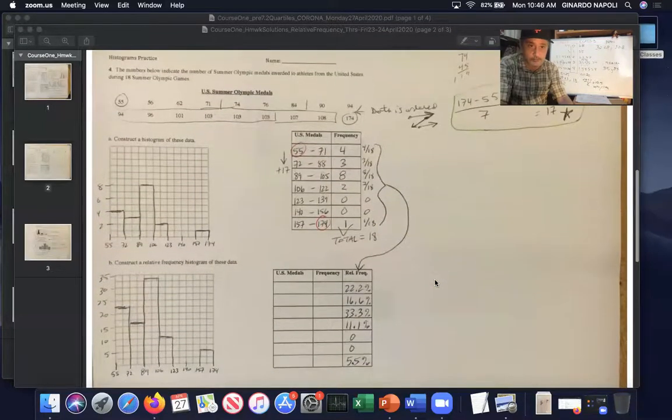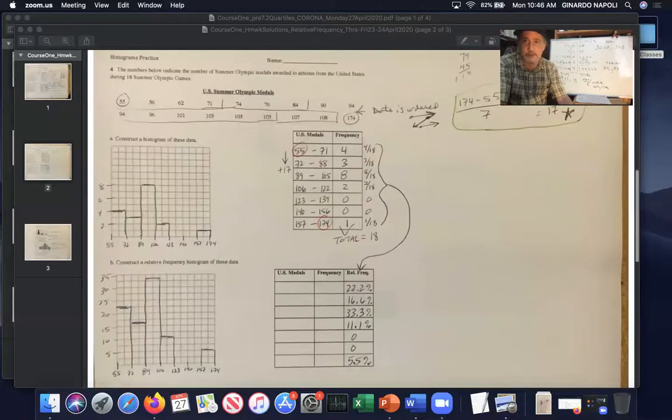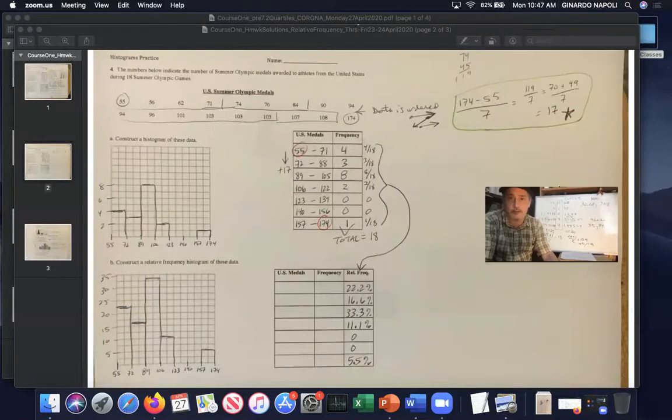All right, and then here, this second page, you can see that the numbers are ranked, so that's cool. And I did the same thing, highest minus smallest. There's still 7 empty rows here, so that's why I divided by 7. And this time I got an integer, so I used that exact number, 17. So I started at 55, added 17 going on down.